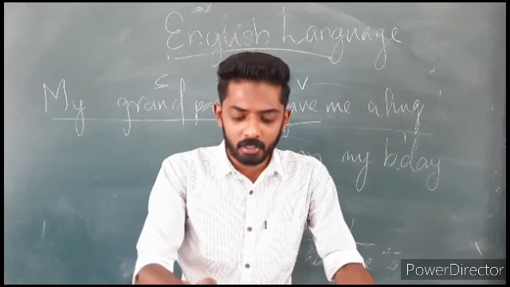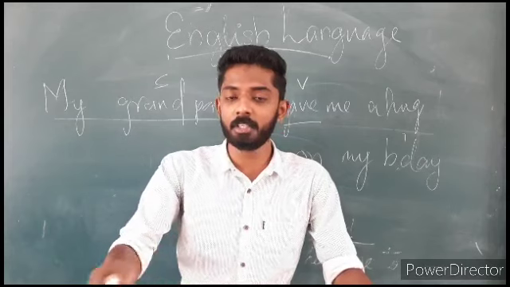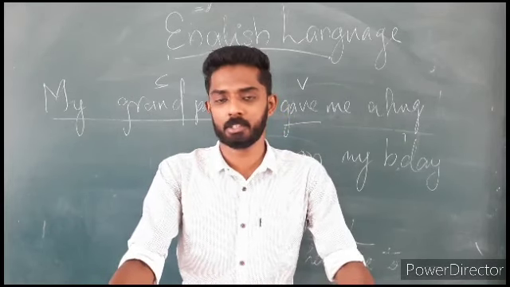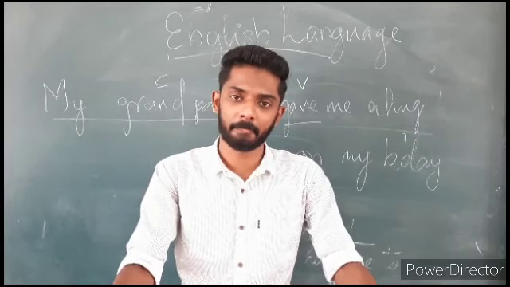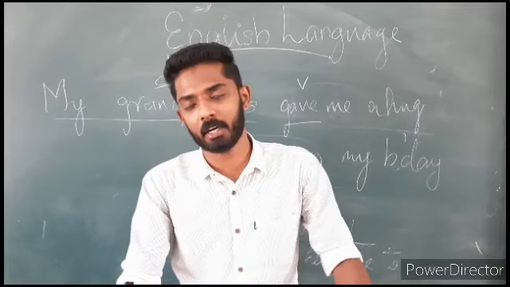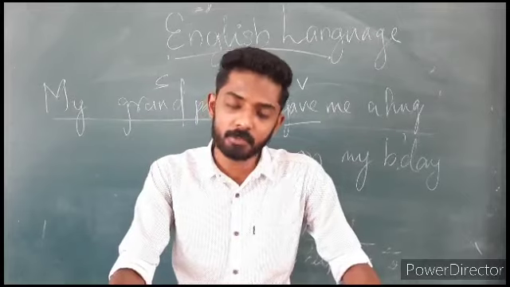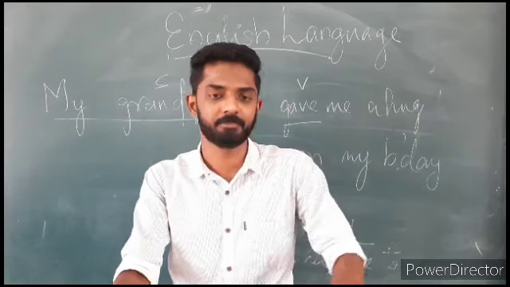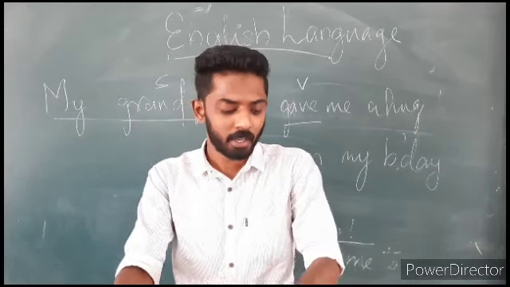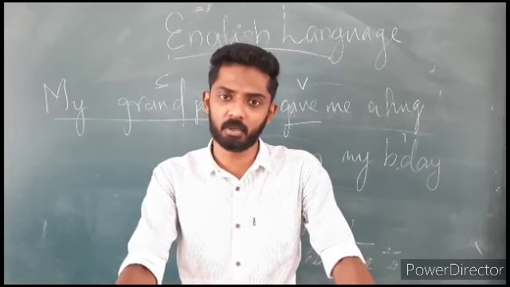But if we say it was the child who told the truth, then the sentence is complete. So there are two objects in the sentence: one is the indirect object and the other is the direct object. Okay, so that is with regard to it. And now we have intransitive verbs.